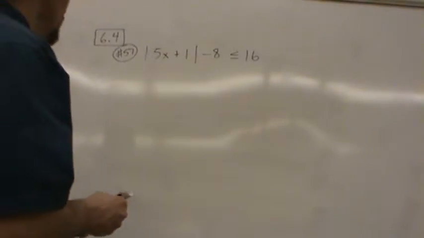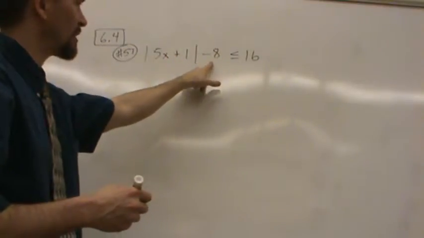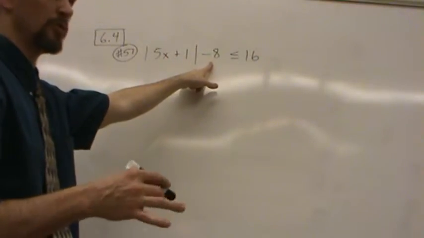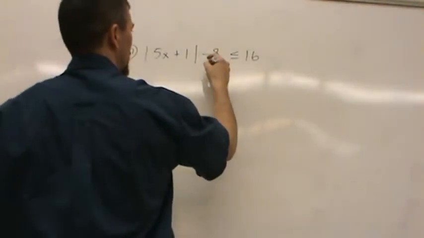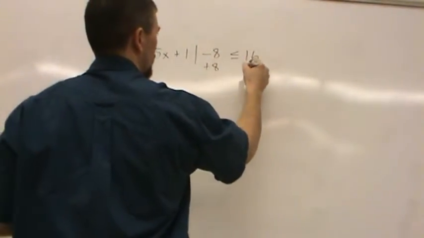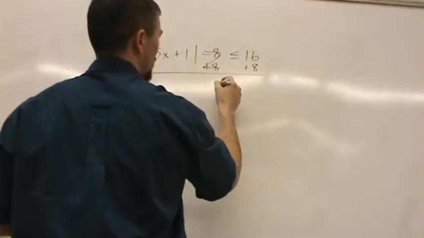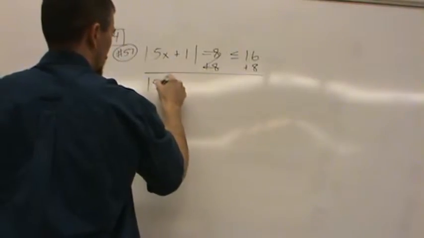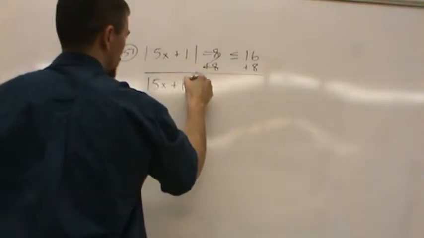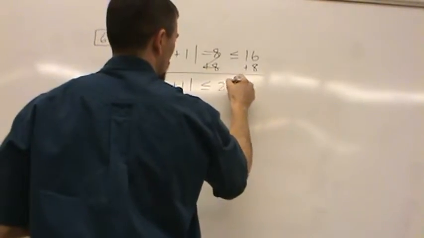Okay, number 57. They've given us the same sort of problem, only they've attached something over here that's going to basically just add a step to our work. So we need to get that 8 over there before we can do our thing. So get that out of there. And now we end up with absolute value of 5x plus 1 is less than or equal to 24.